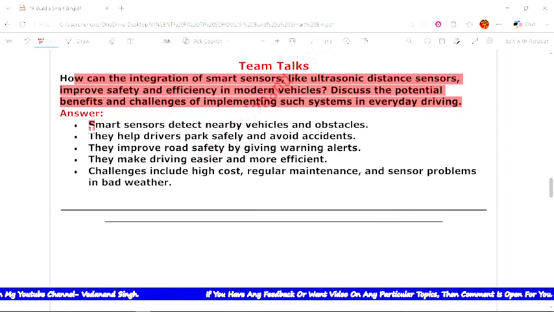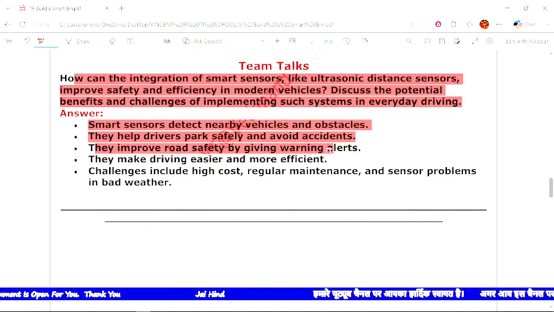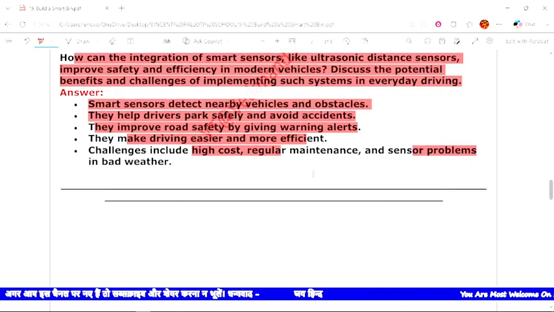Point number 1. Smart sensors detect nearby vehicles and obstacles. They help drivers park safely and avoid accidents. They improve road safety by giving warning alerts. They make driving easier and more efficient. Challenges include high cost, regular maintenance, and sensor problems in bad weather.